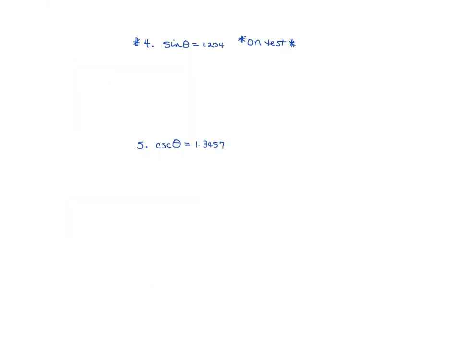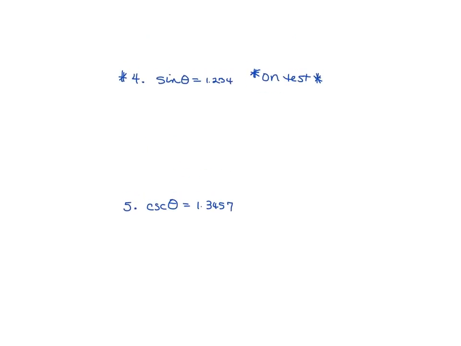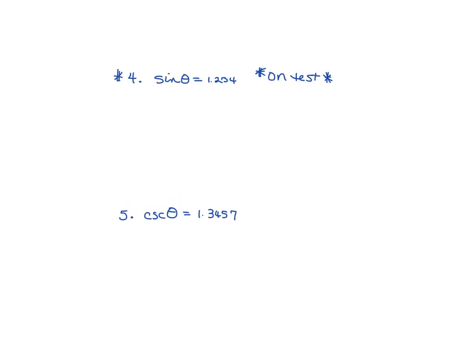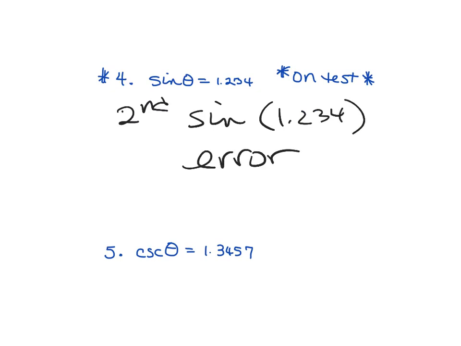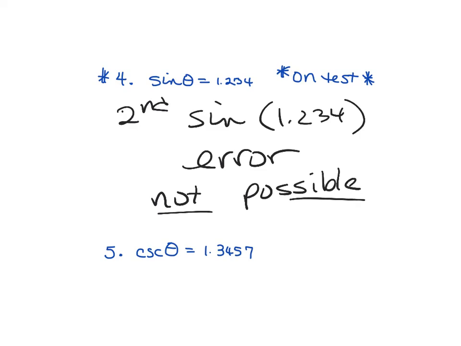So for number 4, now you'll probably get something like this on the test. Everybody key this in your calculator. Hit second, sine 1.234. What do you get? Good. Remember, sine has to be a fraction. So that should have been a clue that this is not possible. So when you get error on your calculator, your answer is not possible. But if you realized right from the beginning that this was not a fraction, that it wouldn't work, that would confirm your error when you do it on the calculator.